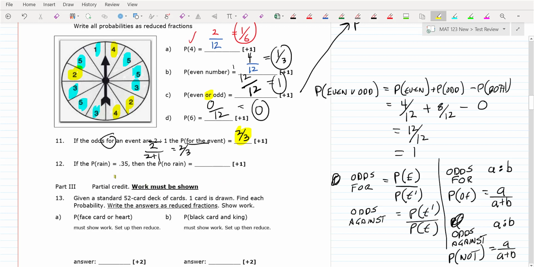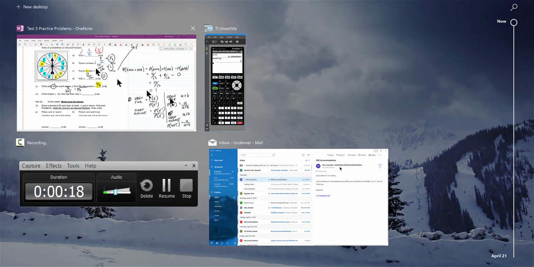Okay, how about the next one? Do you know the answer to the next one in your head? This is another basic thing we learned. If the probability of something happening is 35%, what's the probability of it not happening? 65, right? Okay.